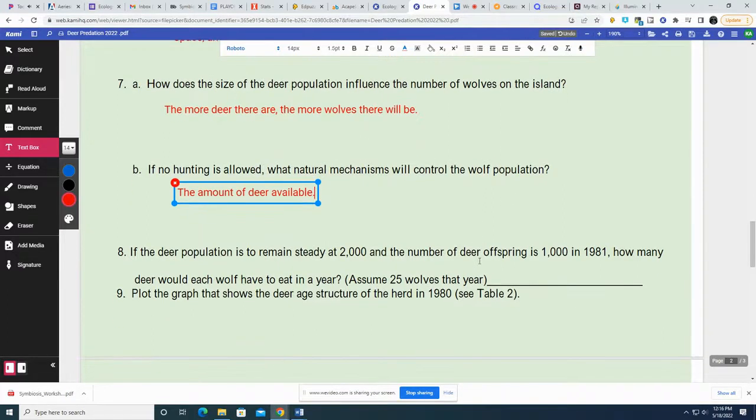If the deer population is to remain steady at 2,000, and the number of deer offspring, babies, is 1,000 in 1981, how many deer would each wolf have to eat in a year? So we want to keep it at 2,000. So if there's 1,000 baby deer, that's going to turn it into 3,000. So the wolves are going to have to eat 1,000 deer. And we have 25 wolves. Well, how many deer does each wolf have to eat? Well, that's just 1,000 divided by 25. And that's going to be 40. So each one of those 25 wolves has to eat 40 deer in order for the population to stay at 2,000.